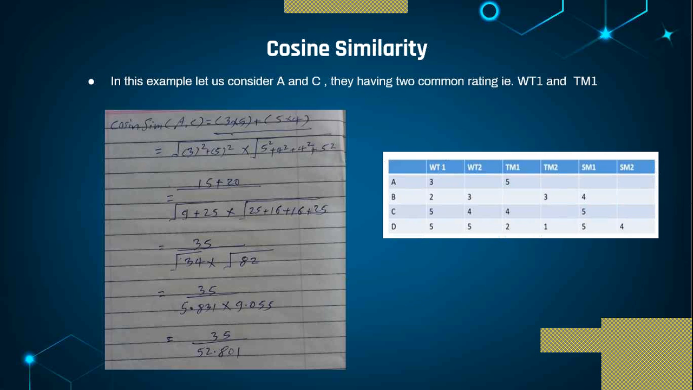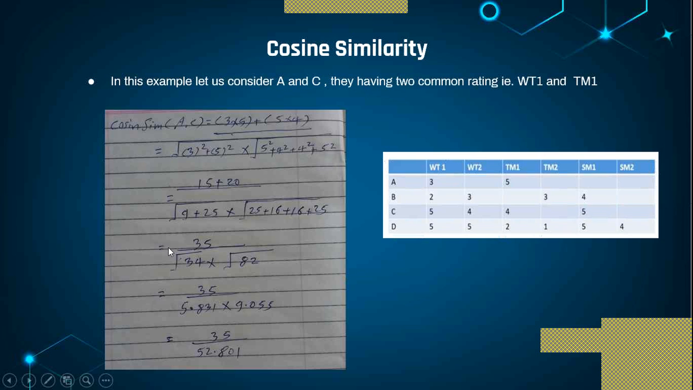So I am considering these two common ratings, that is 3 into 5 plus 5 into 4, divided by the vector norm, that is root of 3 square plus 5 square, because A has given ratings for only two movies, Wrong Turn 1 and Terminator 1. Into the vector of C, that is root of 5 square plus 4 square plus 4 square plus 5 square. So it is 15 plus 20 divided by root of 9 plus 25 into root of 25 plus 16 plus 16 plus 25.